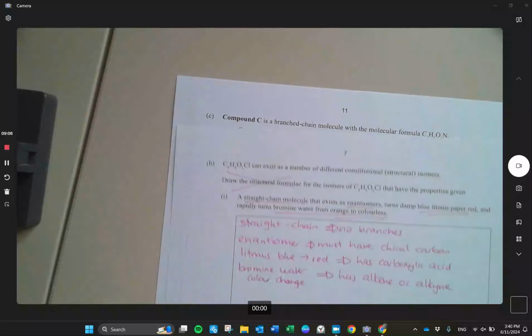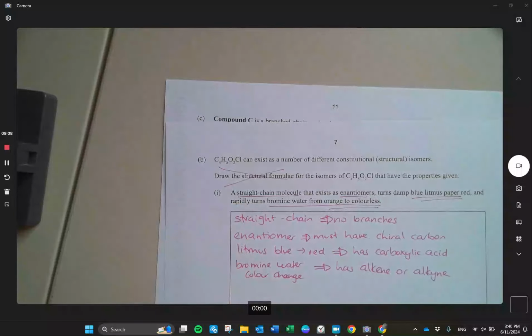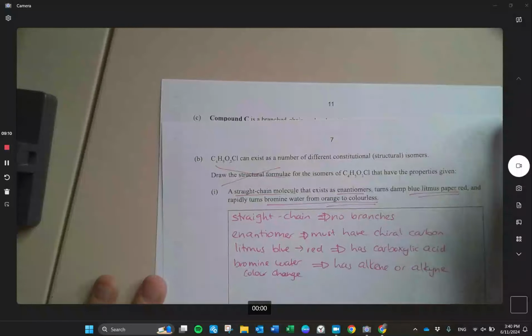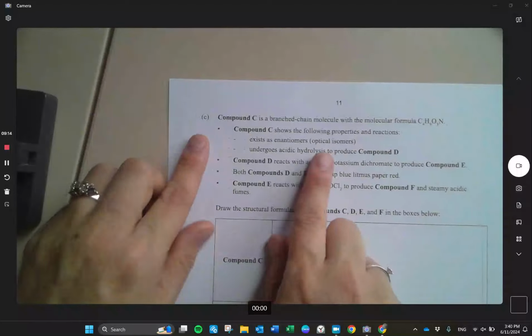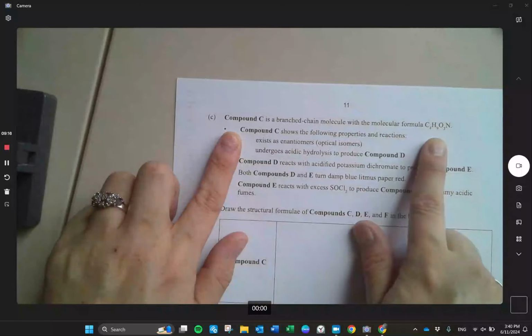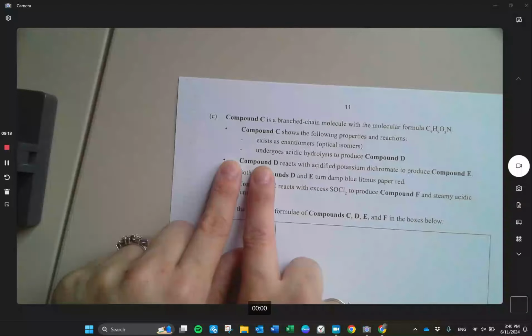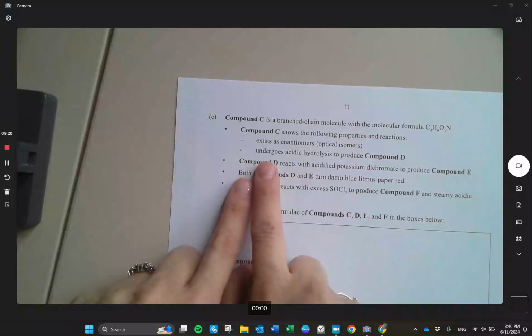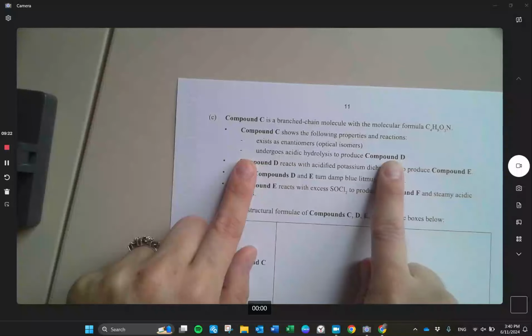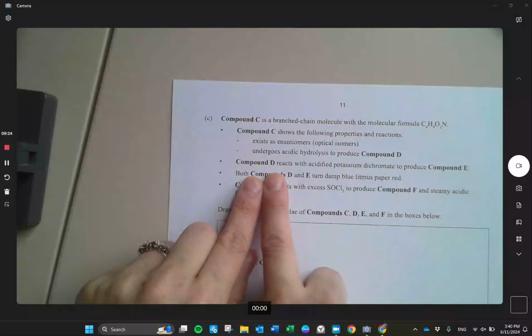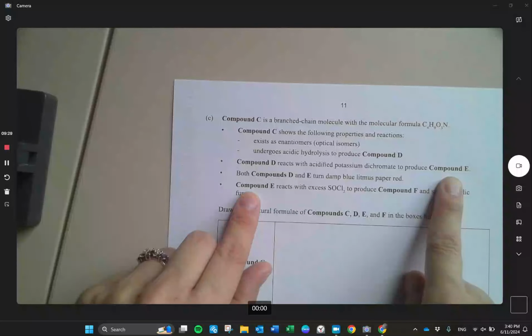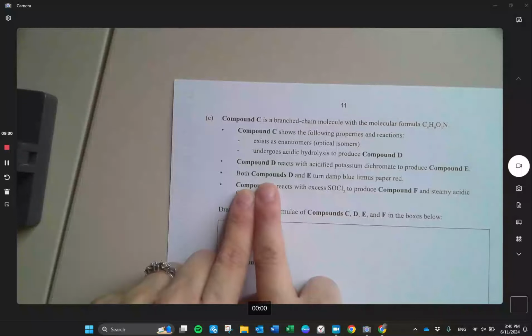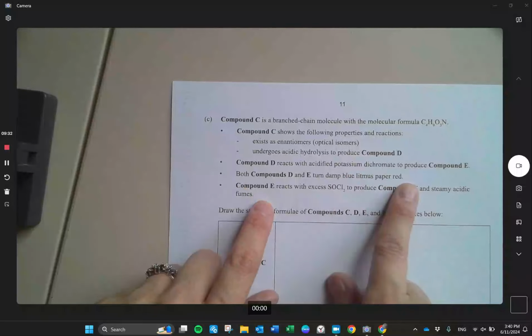This one here, though, you'll realize when you're reading it, is that it's saying compound C is a branch molecule with this formula. Here's some hints to what compound C does. It then does this reaction to produce compound D. Then compound D reacts to produce compound E. So now we're talking about a flow chart that's not actually written. And it says compound E and D both turn black. All of this is tied in that you need to understand the previous step to understand the next step. And that's actually quite challenging.